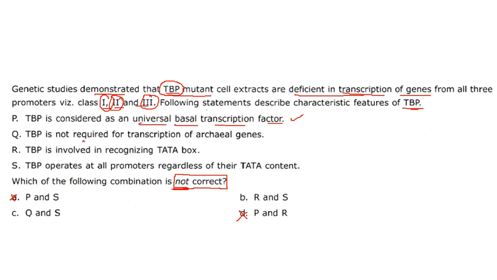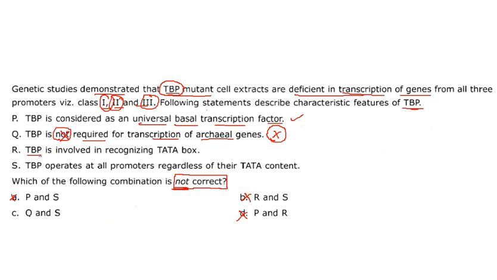Next is: TBP is not required for transcription of archaeal genes. Is this true? It is required. Why not? It is required for the transcription of archaeal genes. Archaeal genes also have the same mechanism. So this is wrong, and wherever Q is there, you keep it. This is wrong, which means it should be included in your answer. So Q should be there in your answer. So this also got eliminated, but only S remains.